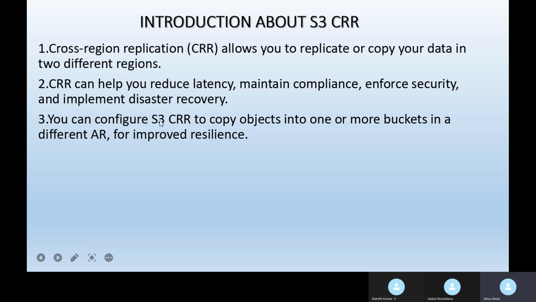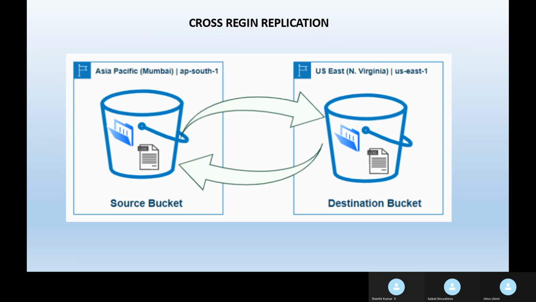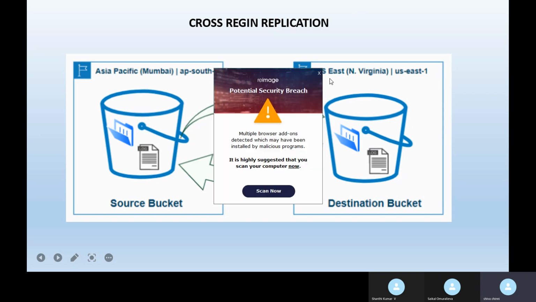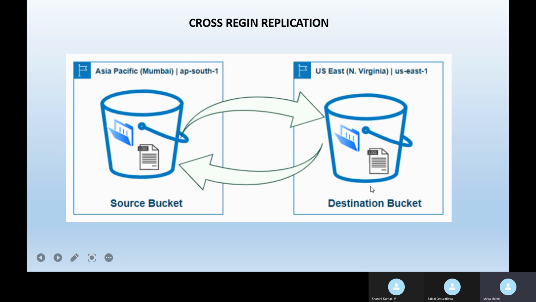Finally, you can configure S3 CRR to copy the objects into one or more buckets in different regions for improved resilience. This is a simple diagram between the two different regions. This is the source bucket where your actual file objects are available, and this is our destination bucket. You can replicate these objects into this bucket and vice versa.